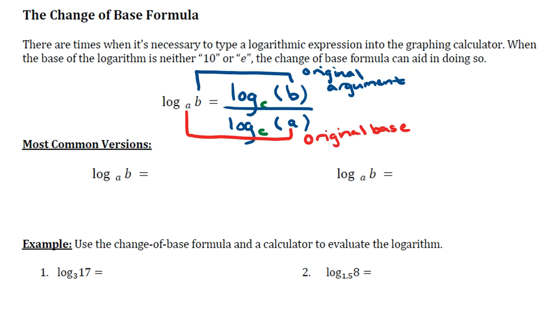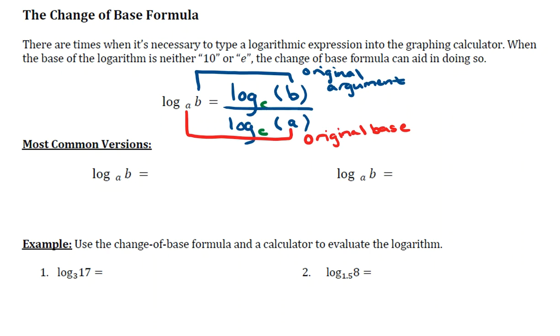The change of base formula is really handy, especially if we need to type in a logarithm into our graphing calculator. Most graphing calculators don't have the capability to type something out such as the log base 3 of 17 or the log base 1.5 of 8. So what you're forced to do if you need to type something like that into the calculator is apply the change of base formula. And the most common versions of the change of base formula involve buttons that we do have on the graphing calculator, and those would be the buttons for the common log and the natural log.